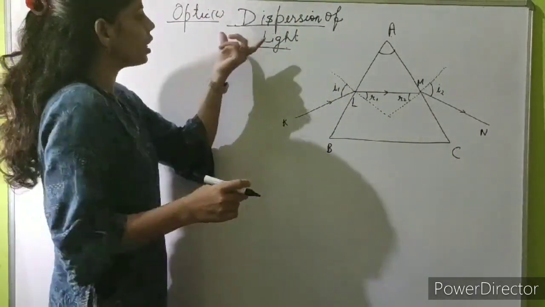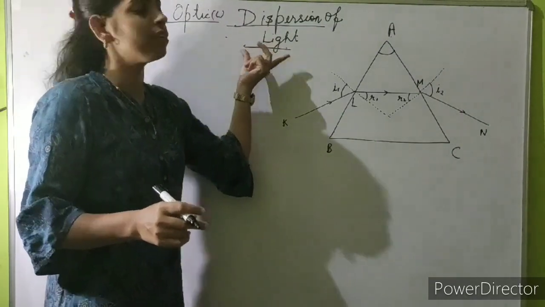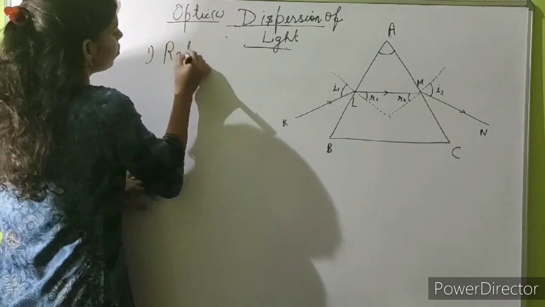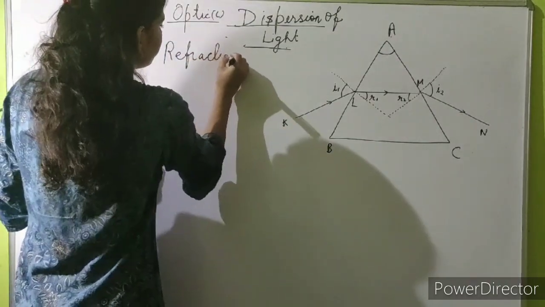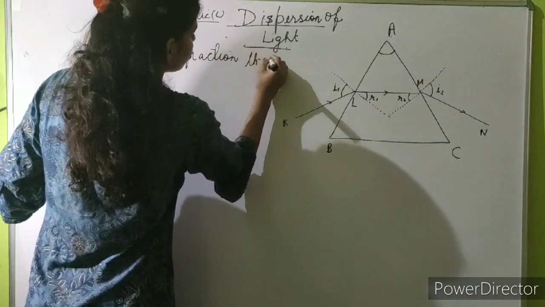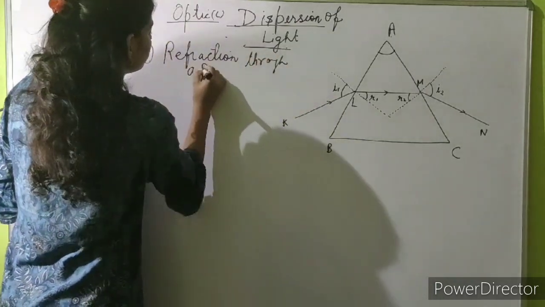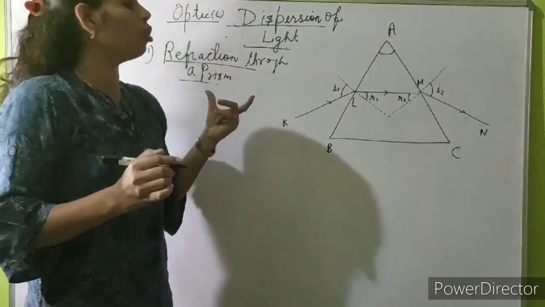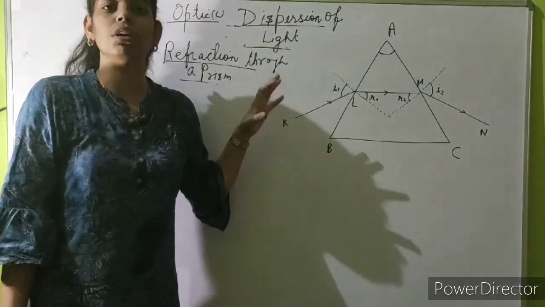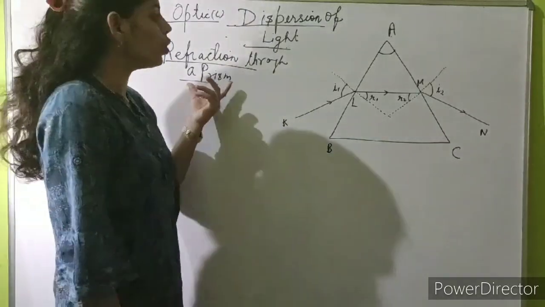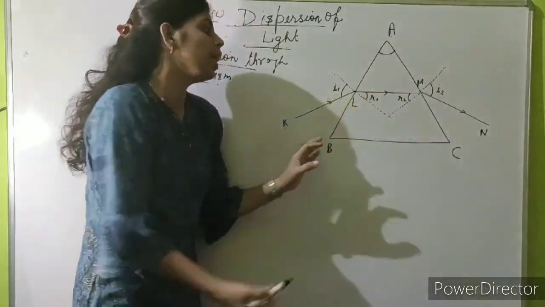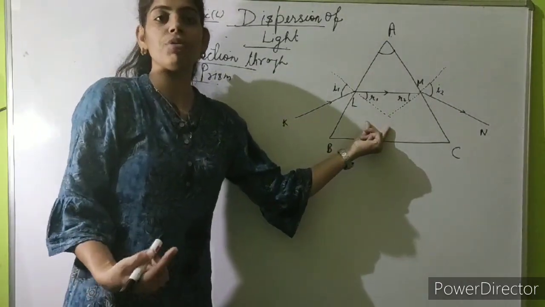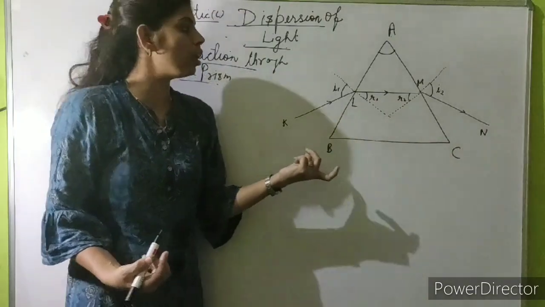And the first topic in dispersion of light is refraction through a prism. How does the phenomenon of refraction take place through a glass prism? You know what is a prism? This is a prism, and this is made up of material of some medium. Glass का है तो material होगा.